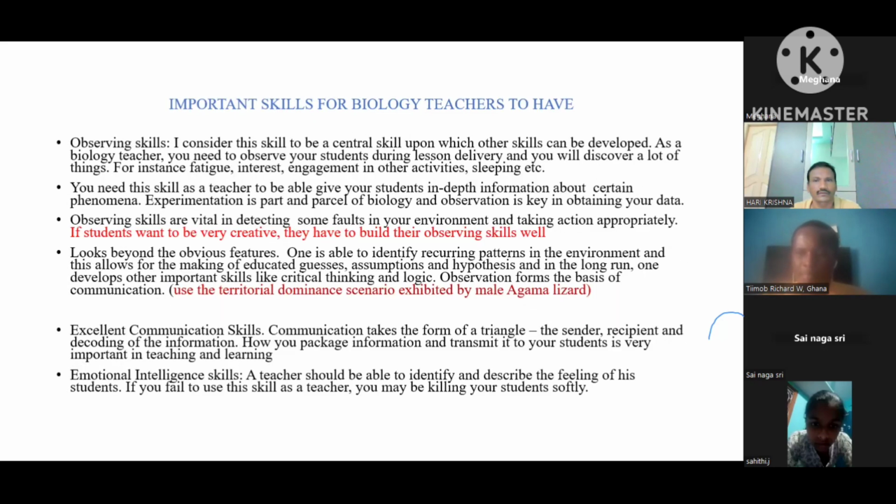So these are the few elaborations I can make as far as communication and emotional intelligence is concerned. Thank you. It looks like we have a poor network connectivity.